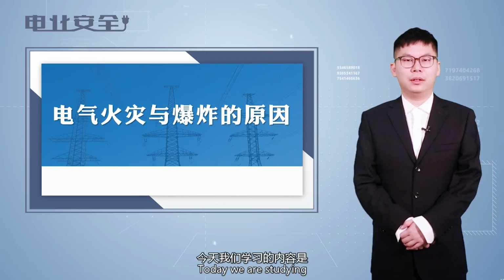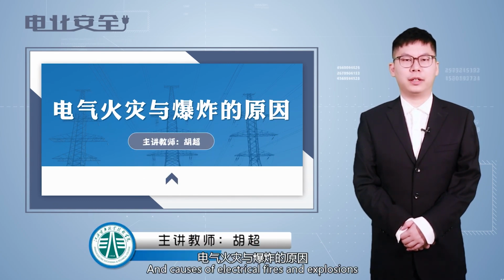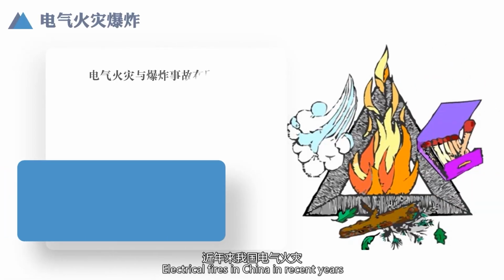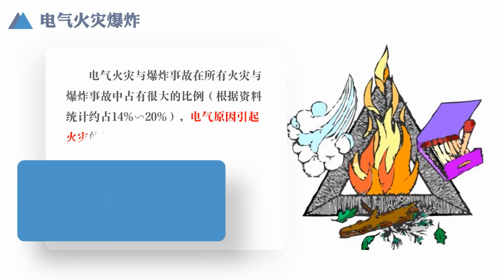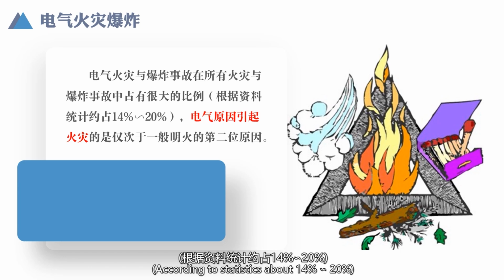Hello, everyone. Today we're studying the causes of electrical fires and explosions. Electrical fires in China in recent years have been on the rise. Electrical fires and explosions occupy a large proportion of all fires and explosions. According to statistics, about 14% to 20%.